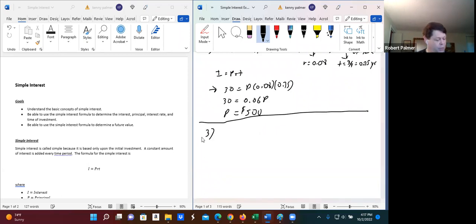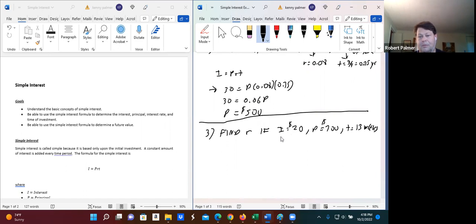Okay, number 3, let's look at another one. This time I actually want to find the interest rate. So let's say we want to find R, and what we know this time is our interest generated is $20, starting with a principal of $700, and our T is equal to 13 weeks.